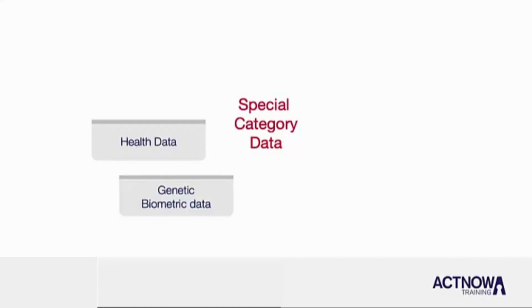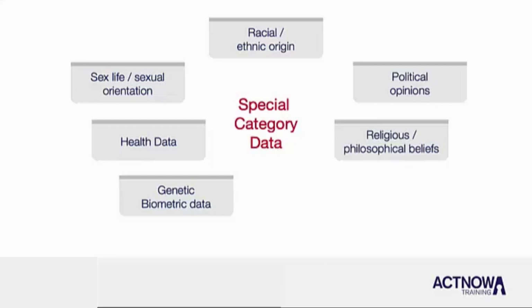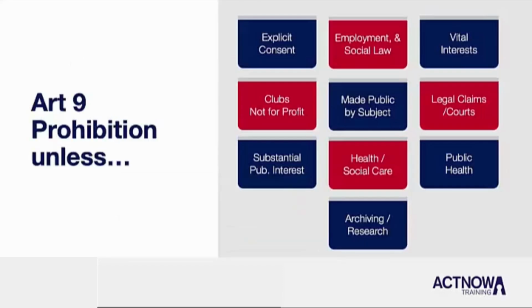If you then want to use special category data, so anything that includes genetic or biometric data, health data, details of sex life or sexual orientation, racial or ethnic origin data, political opinions, religious or philosophical beliefs, or trade union membership, then it's all categorized as special category data, and for this you need something from Article 9 as well as something from Article 6.